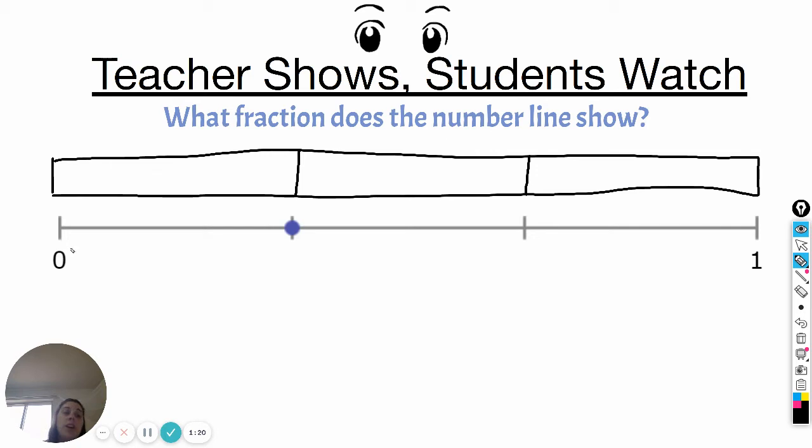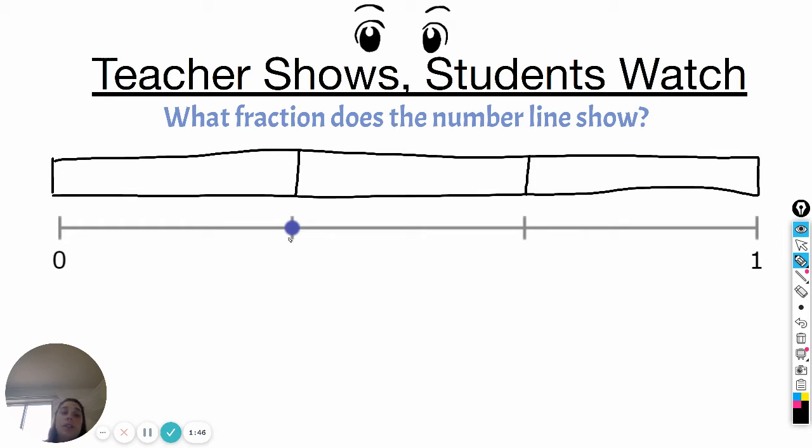So when we're over here, we have 0 for our fraction, okay? We don't have anything yet. Just like if we were right here on our fraction strip, we wouldn't have shaded anything yet, okay? And then once we get to the end, we have 1 whole, okay? So if we had this entire fraction strip, we would have 1 whole fraction strip.